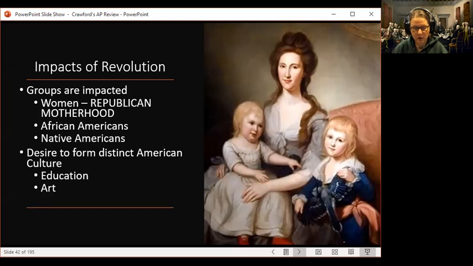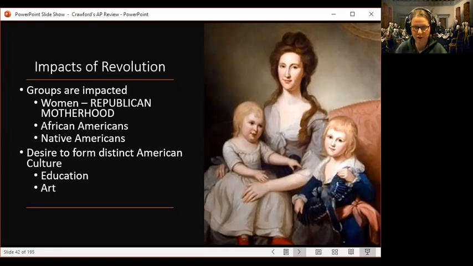Also, when we take a look, some other impacts on groups specifically. So let's first look at women. Out of this comes an inspired idea of the Republican motherhood. Now, throughout the course, we will talk about the Republican motherhood. We'll talk about the cult of domesticity. We're going to talk about women's place in culture. So try to keep these ideas together as far as what this means for them.